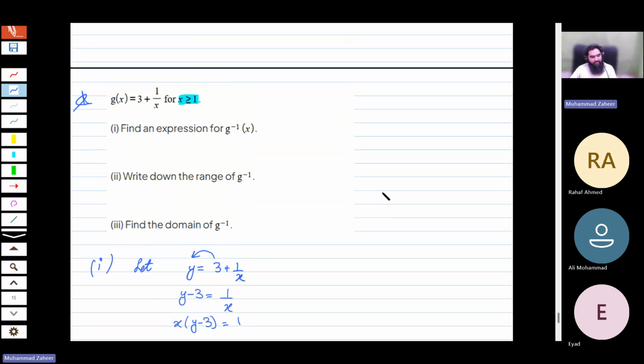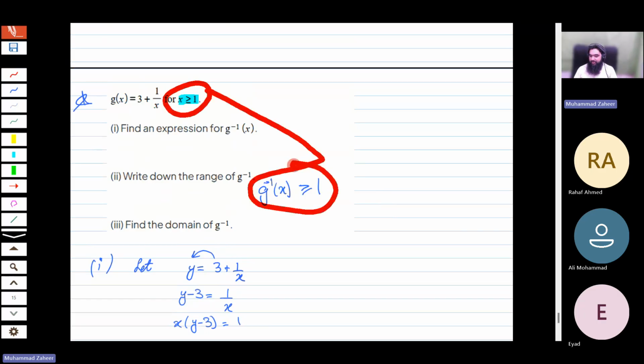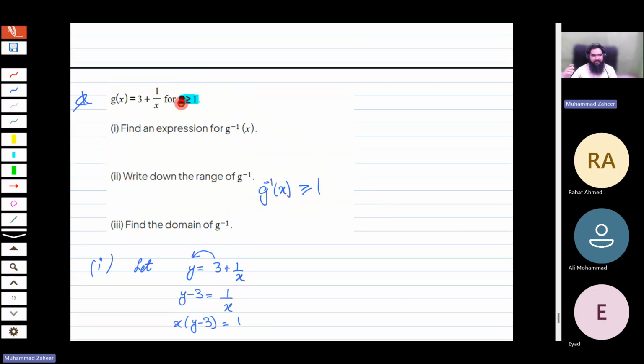You're welcome. Now in the next one, he says that you have to find the range of the function. We know that the range of this function is basically the domain of g inverse of x, and the domain is given. That is x is greater than or equal to 1. It means the range, g inverse of x, is greater than or equal to 1. The domain will become the range. Domain we show by x values, and range, if it is g function, we write g of x is greater than. If it is inverse function, g inverse of x is greater than or equal to.